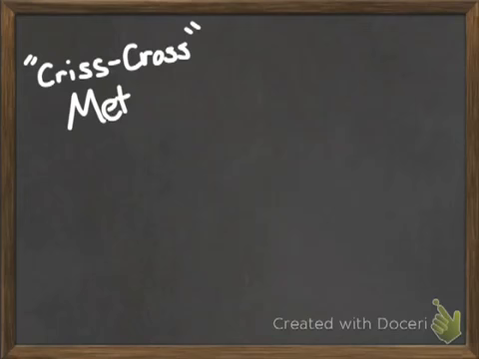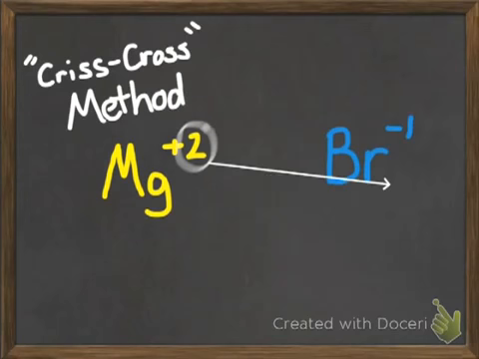So in the crisscross method, we take the numbers of the oxidation states. So we take the 2 for magnesium and we'll put that on the bromine. And then we take the 1 from bromine and put it on magnesium. So that might be a little confusing, but as you see this next part, I think it'll make more sense.